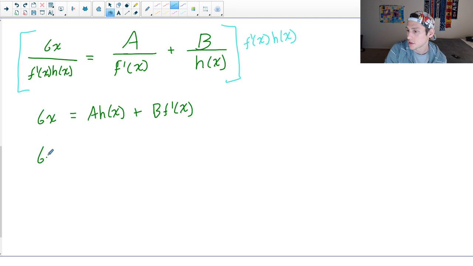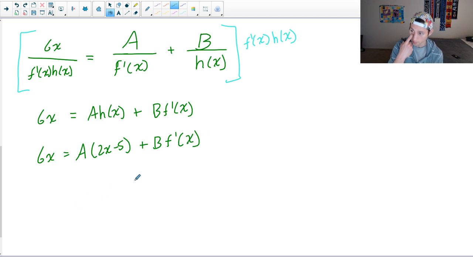And I'm going to go ahead and substitute, since h we know is 2x minus 5, so I'm going to do 2x minus 5 here. F prime we don't have an equation for, we just have a graph for. Normally we would distribute, organize the x stuff together, organize all the constants together, and then set a system of equations equal to the left side. But for f prime, we don't have an actual equation, right? We just have a graph.